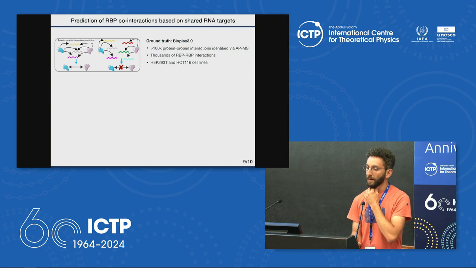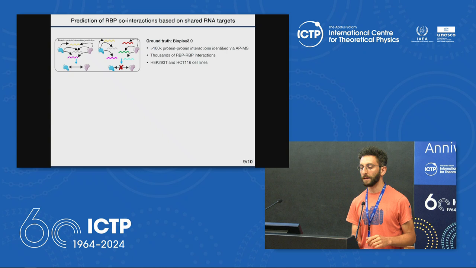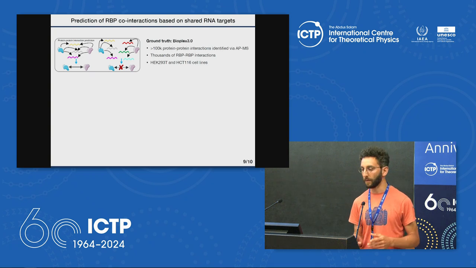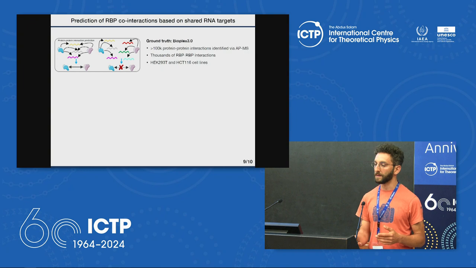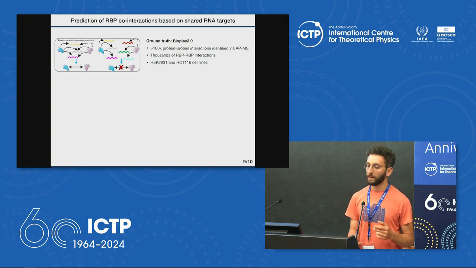As a final result, I will show you that we can also predict protein-protein interactions from this kind of network, because we know that RNA-binding proteins rarely act in isolation in the cells, but they are often acting in macromolecular complexes, and they often involve several RNA-binding proteins that interact with RNAs. So it's crucial to identify interactions also at the protein level between RNA-binding proteins. So we thought that we could identify this kind of interactions based on the shared RNA targets between RNA-binding proteins.